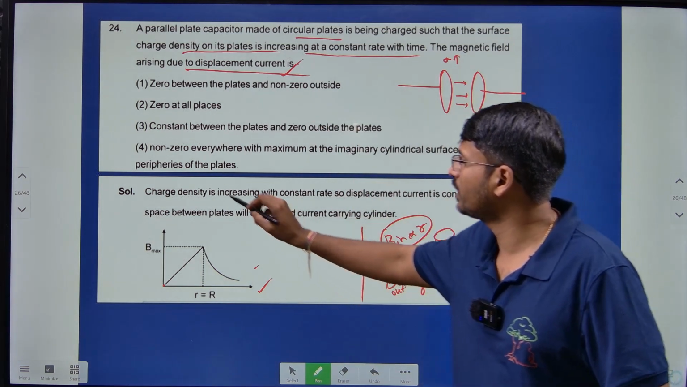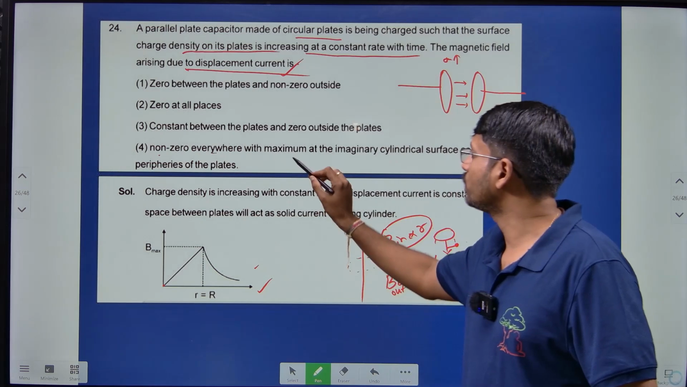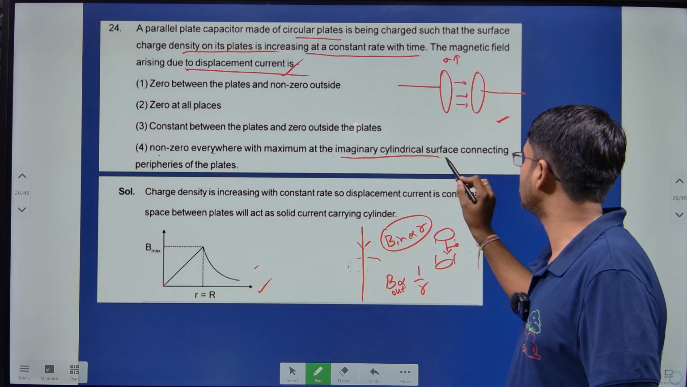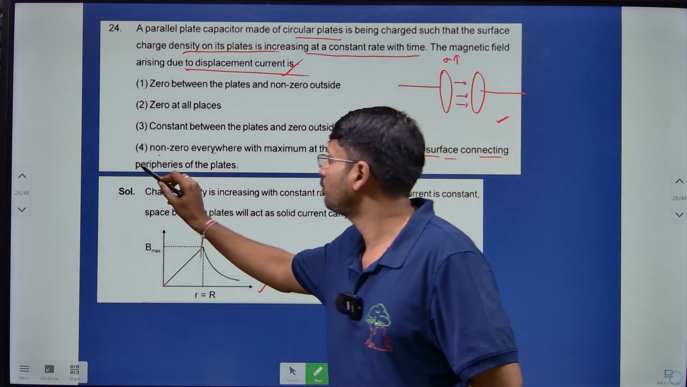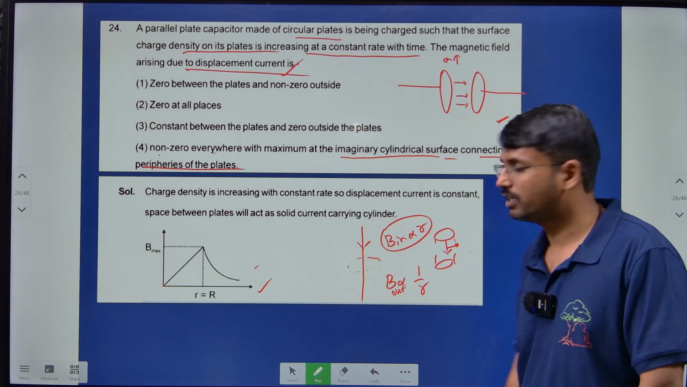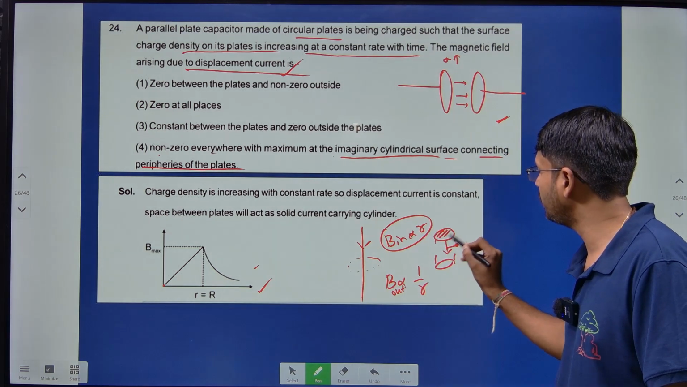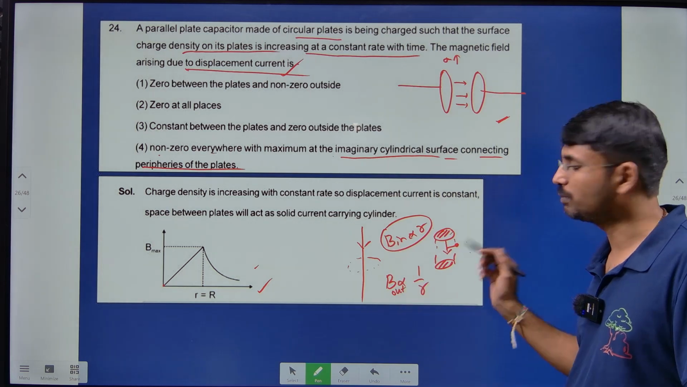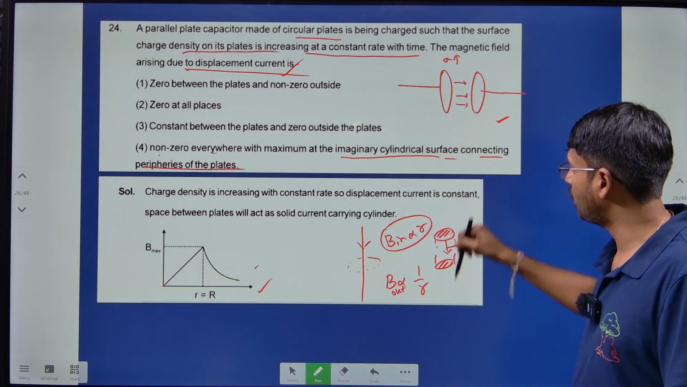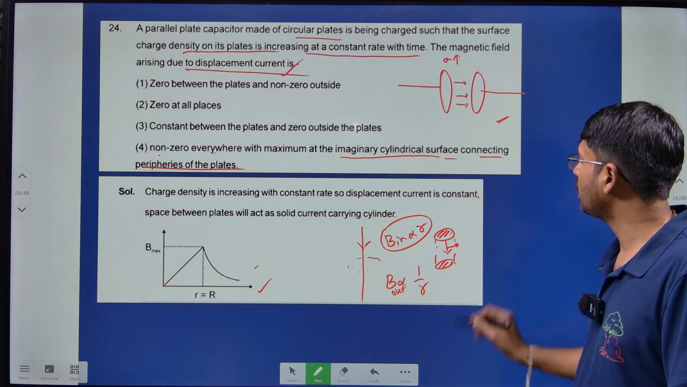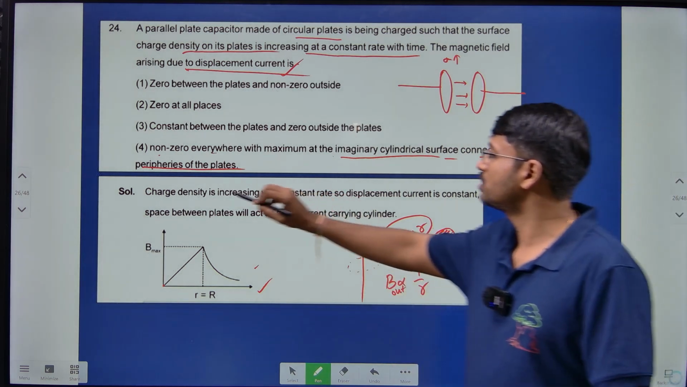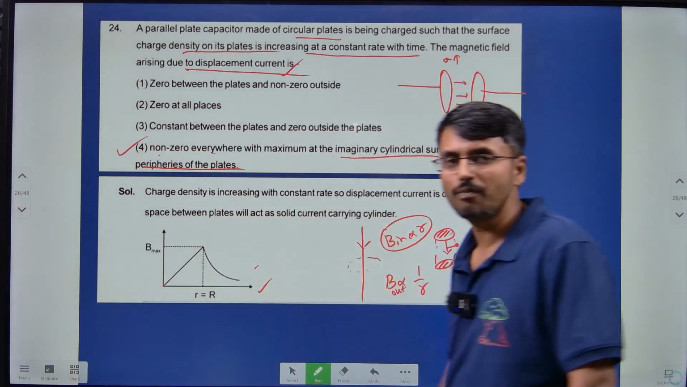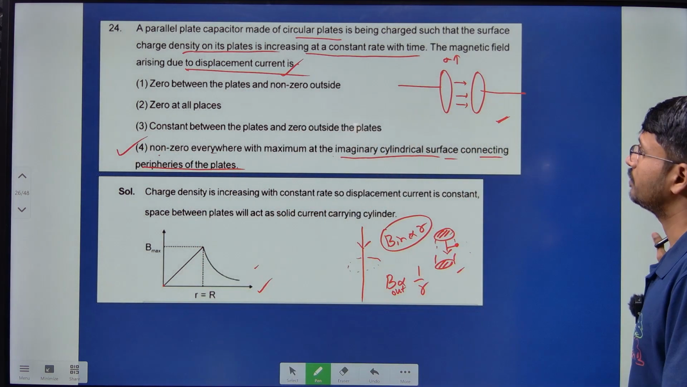So clearly we can say: non-zero everywhere with a maximum at the imaginary cylindrical surface connecting the peripheries of the plate. Something like this. Here we have the plate, and here also we have the plate, and if you connect these it is like a cylinder, and we have a current in the downward direction. So option 4 is the right answer.